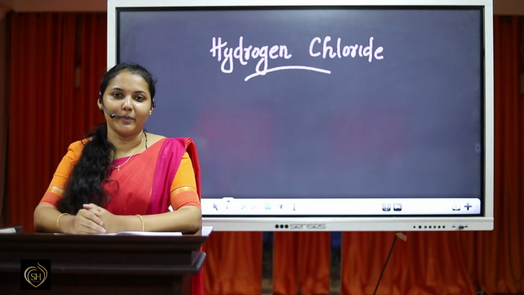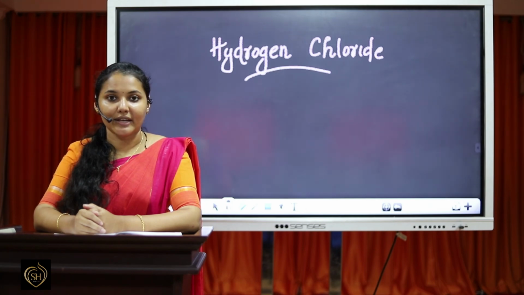Let us summarize the topic. Hydrogen chloride gas can be prepared by reacting sodium chloride with concentrated sulfuric acid below a temperature of 200 degrees Celsius.